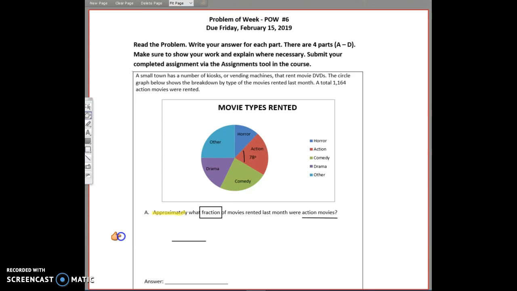So again, you can approximate. For instance, if there's 1,164 action movies rented, you could round this to the nearest 100, and use that throughout this. And again, here we have 78 degrees. If you wanted to round that to the nearest tens of degrees, you could, or you can do your fraction and round it at the end. But the answer is a reduced fraction.